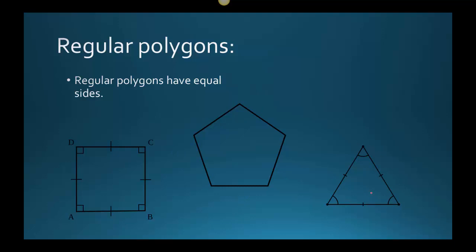Here on the triangle, later we'll talk about this being an equilateral triangle, so a special type of triangle where all the sides are the same. So anytime they say the word regular, it means the sides have the same length.